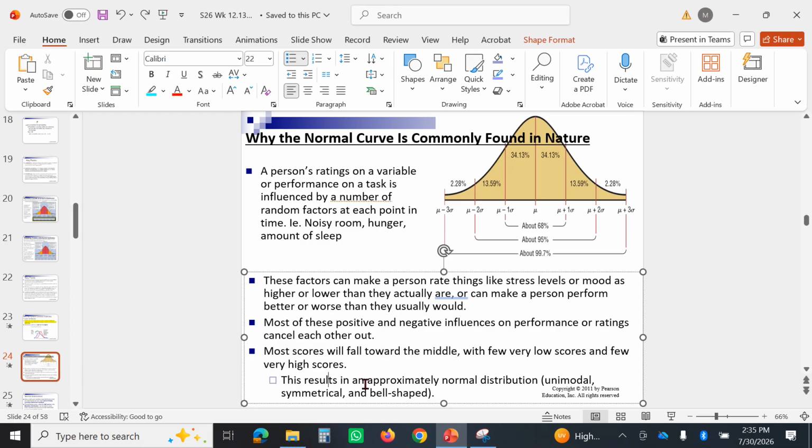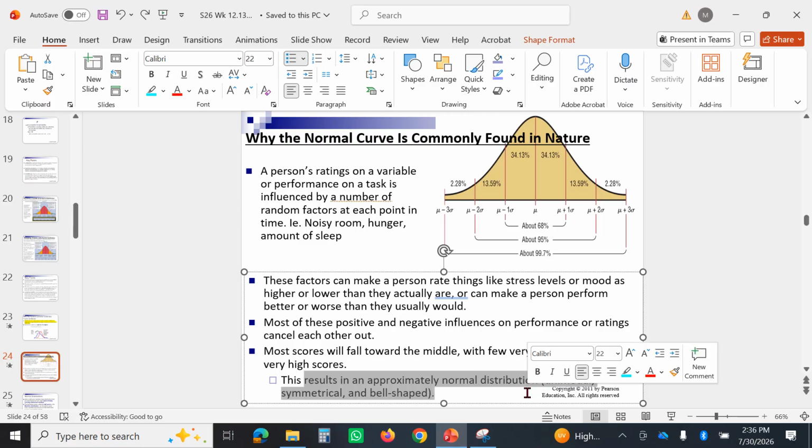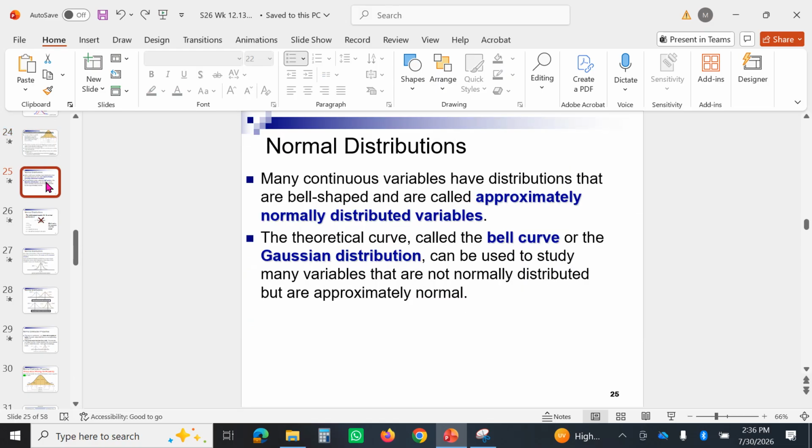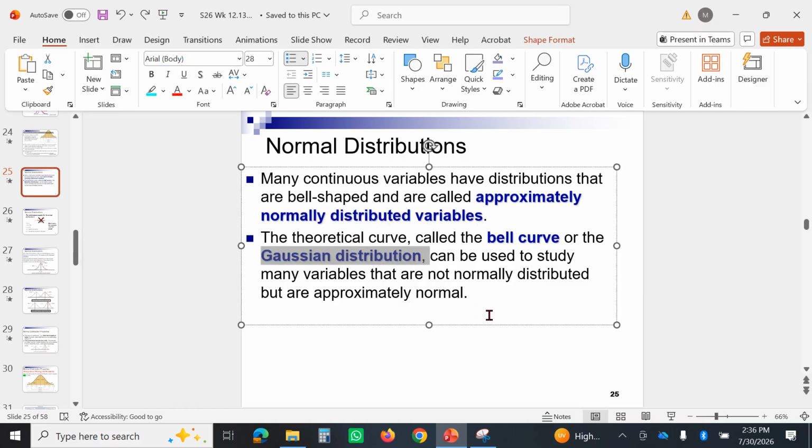This result is an approximate normal distribution, unimodal, symmetric, and bell-shaped. So many continuous variables have distributions that are bell-shaped and are called approximately normally distributed variables. The theoretical curve, called the bell curve, or the Gaussian distribution, can be used to study many variables that are not normally distributed, but are approximately normal.